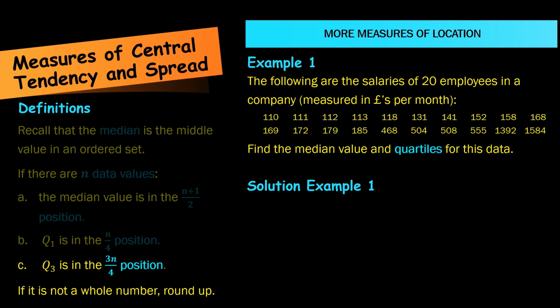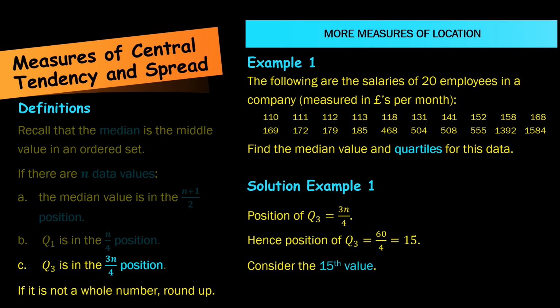And the fifth value is 118. And now let's find Q3. The position of Q3 is 3n over 4. So plugging in n equals 20 gives us 60 over 4, which is 15. So the position of Q3 is at the 15th value, and this is equal to 468. Therefore, Q3 equals 468.